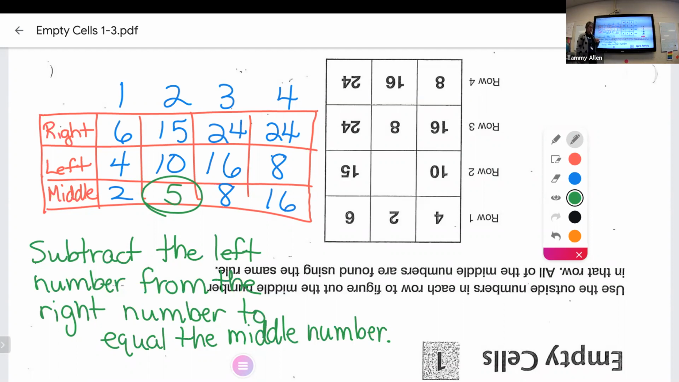All right? Now if we look at the blanks down below, on your paper, number 1, it says what number belongs in the empty cell. You would put a 5 in there. Write a rule for finding the middle number. The rule is subtract the left number from the right number to equal the middle number. That's the rule you would write.